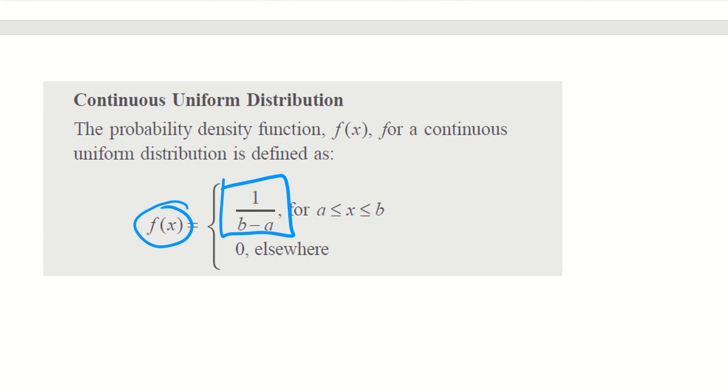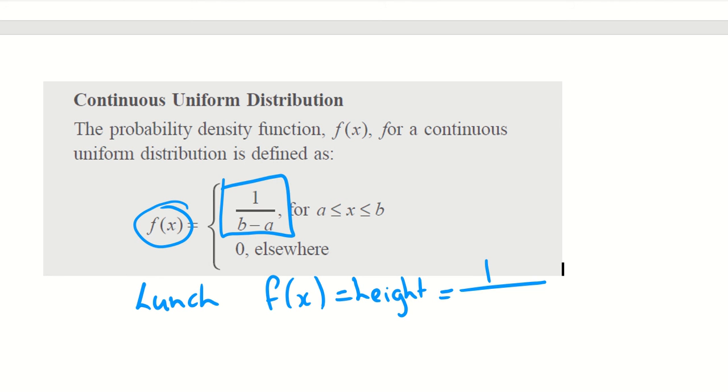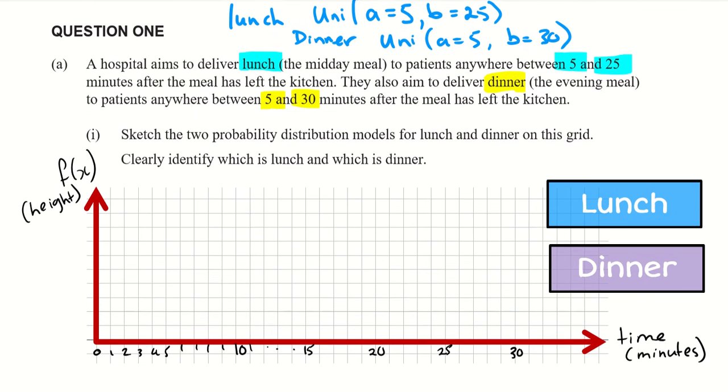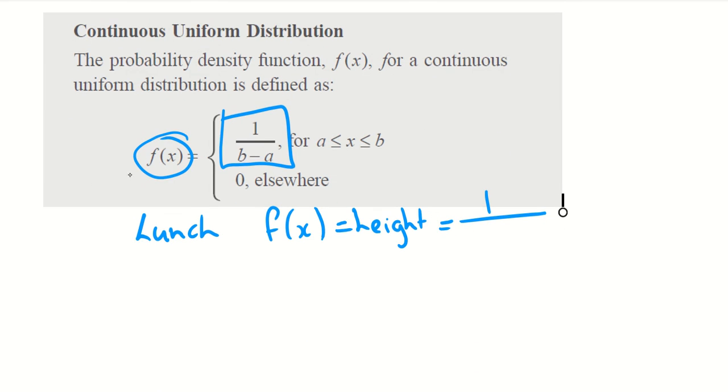I need to do this height both for the lunch and for dinner. So for lunch, my height, or my f of x value, is 1 over, and the b value for lunch, if I go back up here, is 25 and a is 5. So I'm going to go 25 take away 5. That gives me 1 over 20. Or if you want that as a decimal, then that would be 0.05.